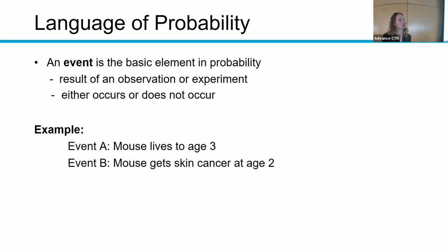So some examples that we're going to use moving forward. Event A is the event that a mouse lives to age 3. That can or cannot happen, and you can definitively say that. And event B is the event that the mouse gets skin cancer at age 2. Again, something that you can definitively say does or does not happen.